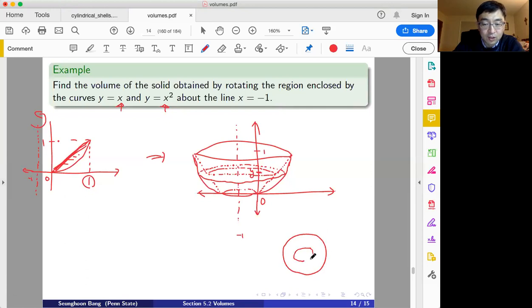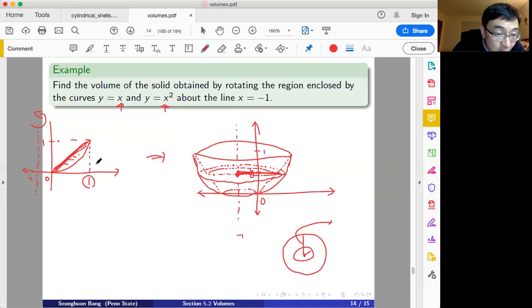We have the washer, the same: outer radius and inner radius. How can you find the outer radius? Here, the center of the circle is x equals -1. The outer radius is this one, from here to here.